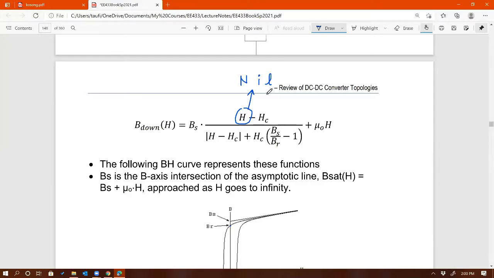And if the inductor has an air gap, then you need to also specify that, because that's going to be part of the mean path length. So this is all N, just N.